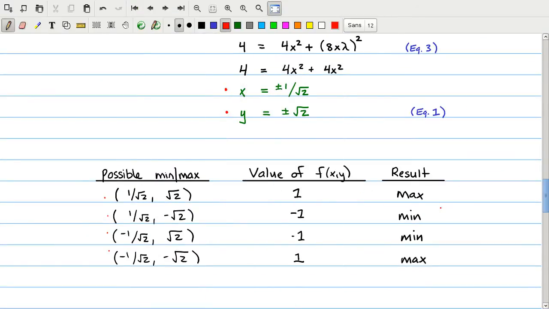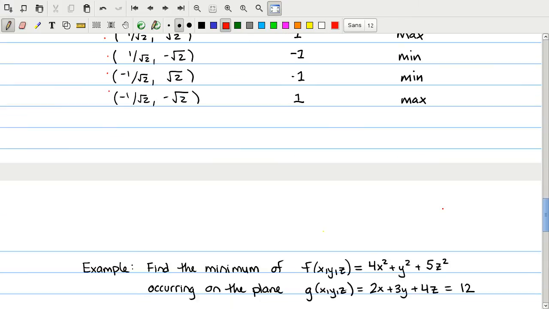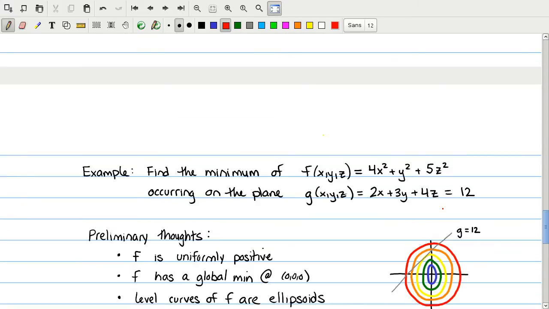This can be done in any number of dimensions. If we have a higher number of dimensions, we will no longer have level curves of f and constraint curves. We will have level surfaces of f and constraint surfaces, or in even higher dimensions, you could call them level hypersurfaces and constraint hypersurfaces. But we don't need to concern ourselves too much about that. Let's just do an example in 3D to show that the math is really exactly the same.